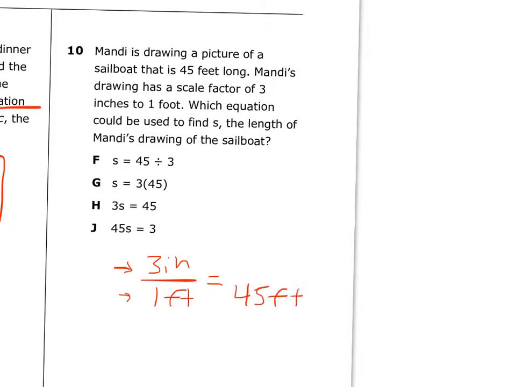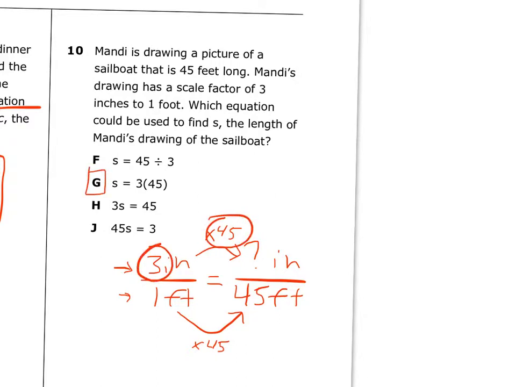45. And we want to know how many inches that would translate. Alright, well, what did I do to 1 to get to 45? Times 45. So what am I going to do up here? Times 45. If we look at our answer choices, what seems like it would be the correct answer? G. 3 times 45. G is our answer.